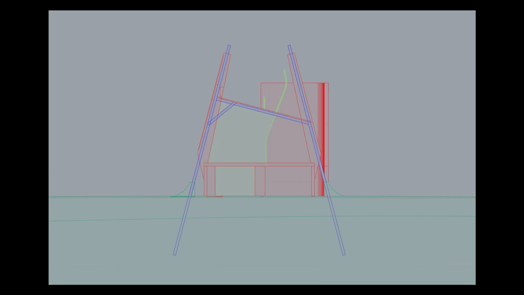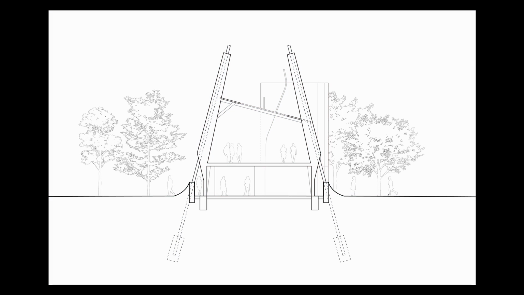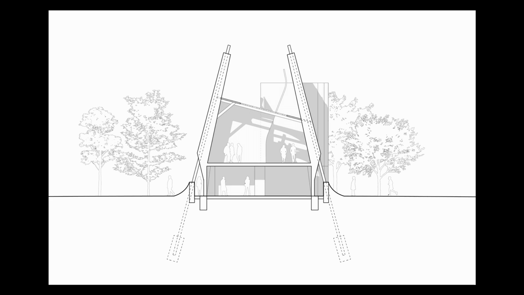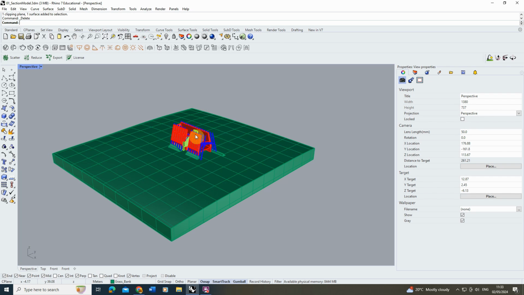Welcome to this quick video tutorial on how to create a sectional drawing in Rhino. In this video I'm going to be using this simple building model here and the landscape around it to create a sectional drawing of this model. To do this you can cut a section of your model in a couple of different ways.